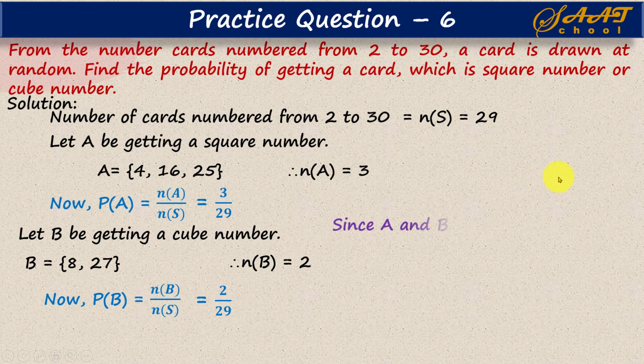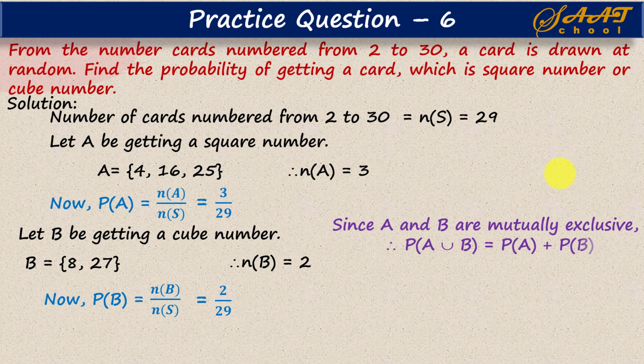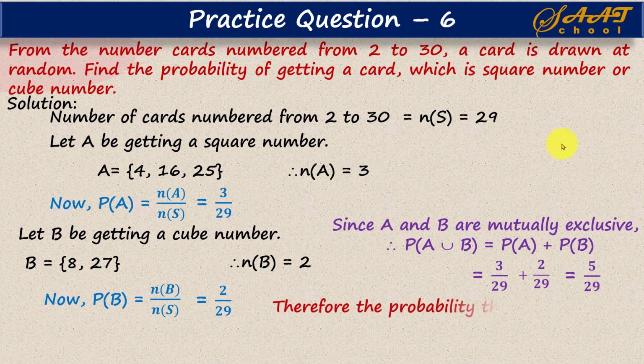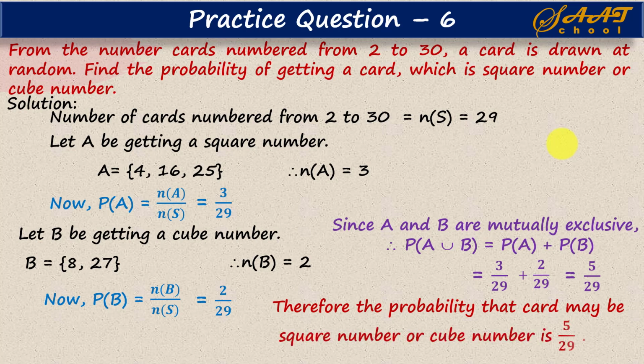Now we can say that since A and B are mutually exclusive, the probability of A union B is just the sum of the probability of A and the probability of B. We have PA which is 3 by 29 and PB which is 2 by 29. If you sum them, that is equal to 5 by 29, and that is the probability of getting a card which is a square number or a cube number. So this is how we solve for mutually exclusive events.